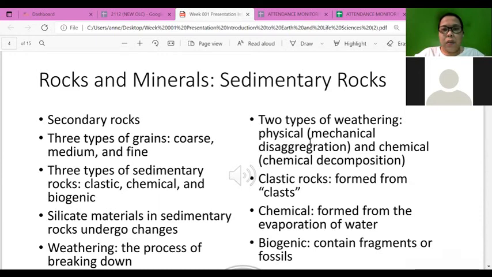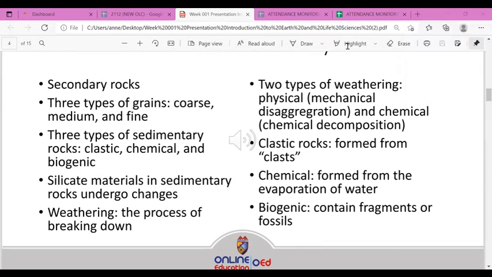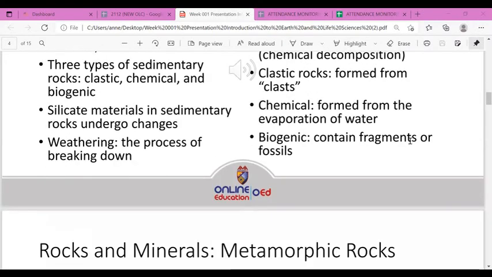And you also have three types of sedimentary rocks: the clastic, chemical, and biogenic. The clastic rocks are formed from clasts, and the chemical sedimentary rocks are formed from the evaporation of water. And then the biogenic rocks contain fragments of fossils.